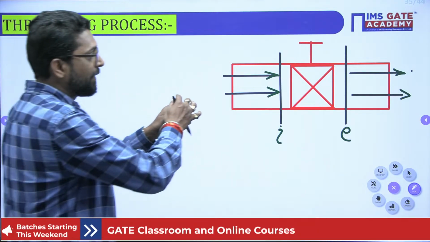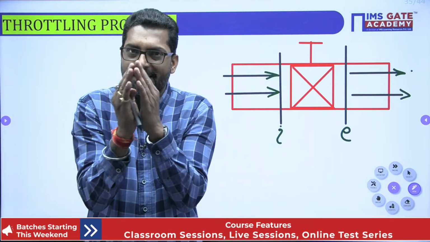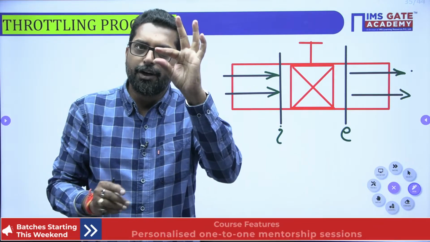So these are the throttling devices. If we reduce the passage of the flow, you know that the area will reduce, and velocity will increase.